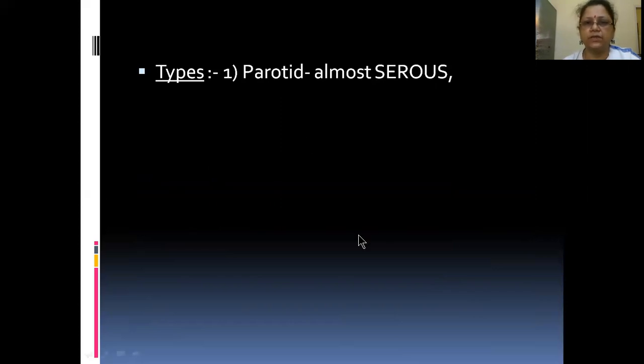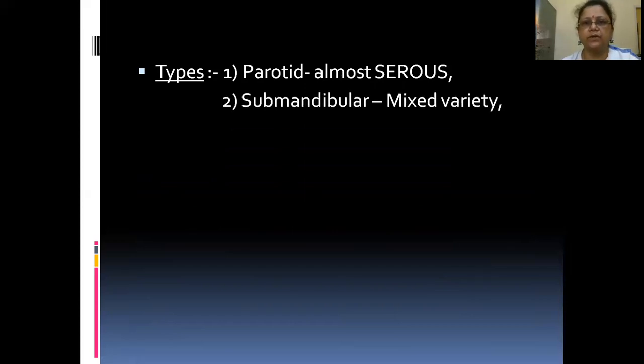Number one is the parotid, which is almost serous. So I wrote almost, every word has some meaning. Almost serous means mostly you will get serous acini. Only a very few mucous acini you will get here. So no glands are completely serous or completely mucous. So a little bit there will be either mucous acini in parotid or there will be some amount of serous acini in the other.